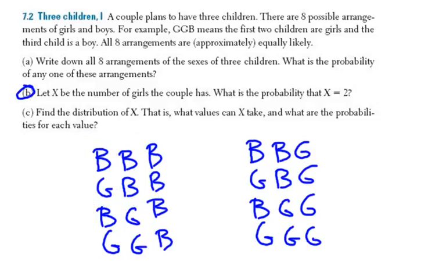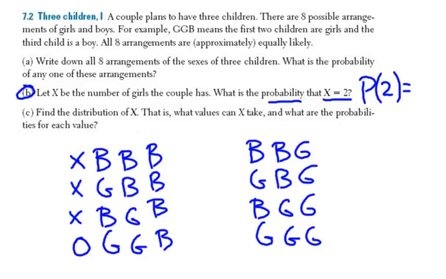Next question. Let X be the number of girls. So the random variable is the number of girls in the family. What is the probability that X is 2? Well, how many of these have 2? Not this one, not this one, not this one. Oh, this one does. This one doesn't. This one does. This one does. And this one has 3, but that's not 2. That's more than 2. So in this case, there are 3 successes out of 8 possible outcomes.